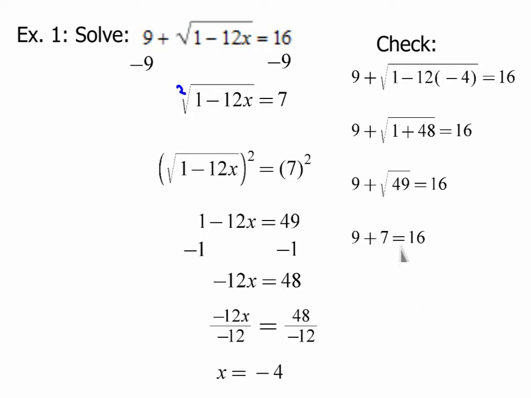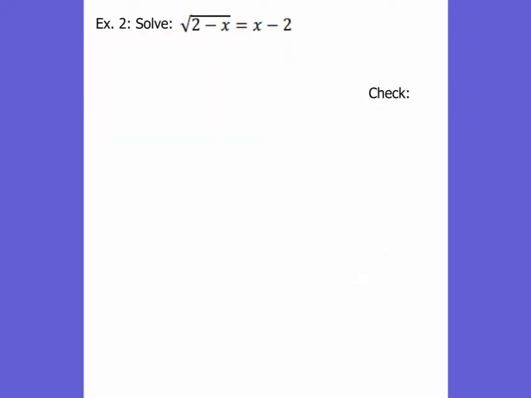The square root of 49 is 7, and 9 plus 7 is 16. I got the same thing on both sides, and that's what I want to happen. This checks out, so my answer of negative 4 works, and that is the correct answer to this problem. All right, let's take a look at another example.